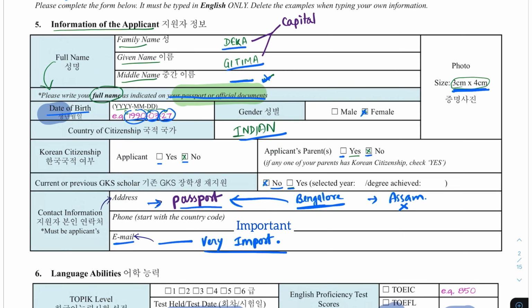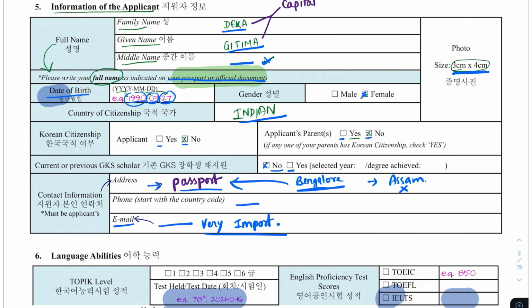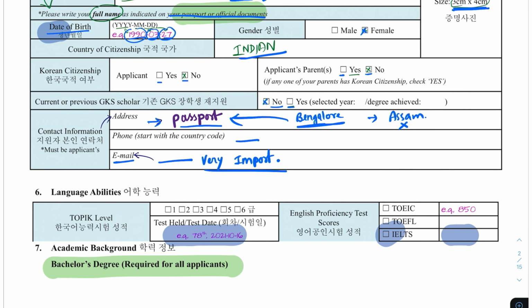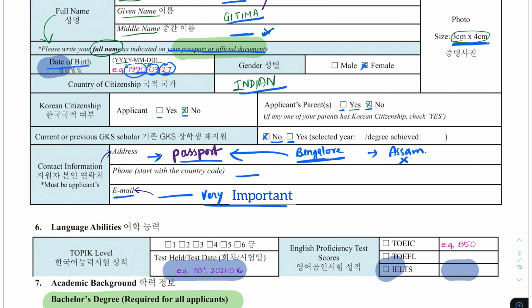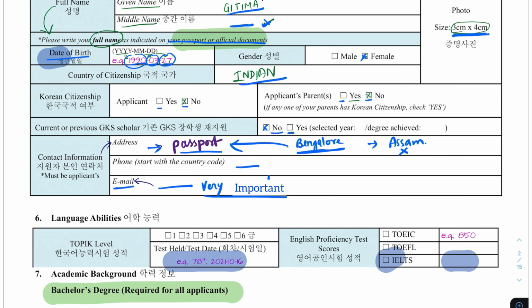Language ability. I didn't have any TOPIK language ability, so I put a cross for no. If you have any, even if it is expired, you can still put it, because it's fine. So if anybody has attended a TOPIK level, you can put it, even though it is expired.